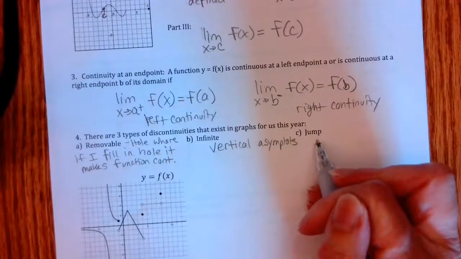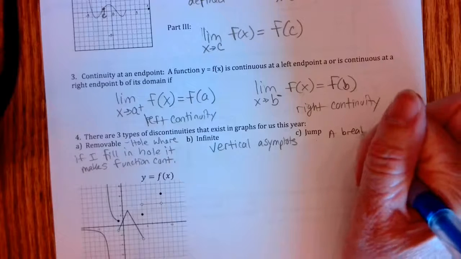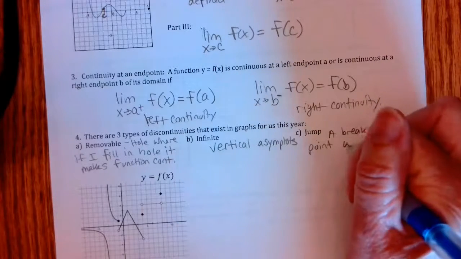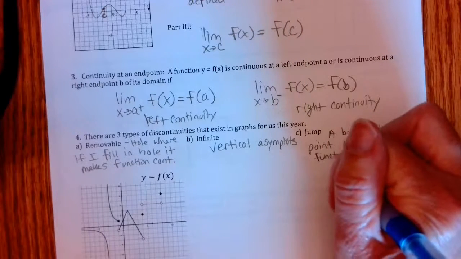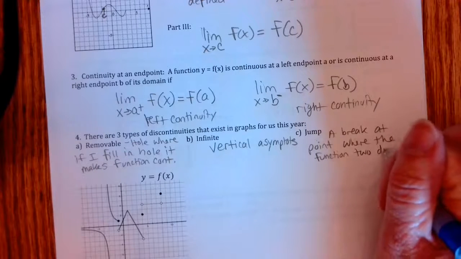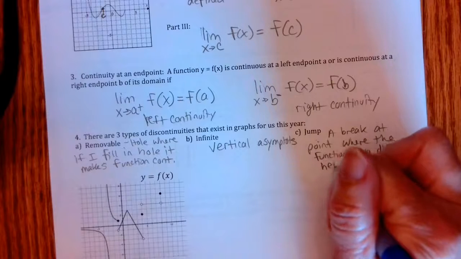And the jump discontinuity is a break at a point where the function approaches two different heights for the given x.